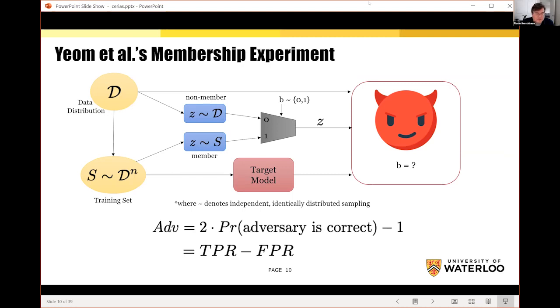And you can compute something which they call the membership advantage, which is basically the true positive rate minus the false positive rate, or twice the probability that the guess is correct minus 1. So it is bounded between 0 and 1. It's just scaled, because with 50% probability you always guess right. It's scaled so the upper part is between 0 and 1.